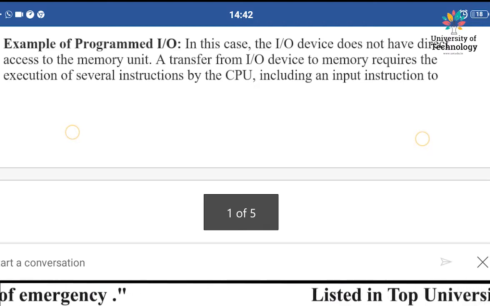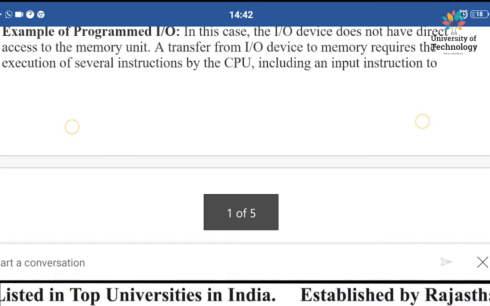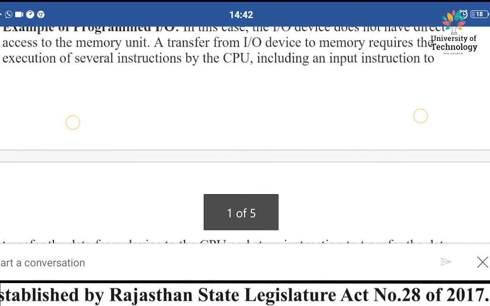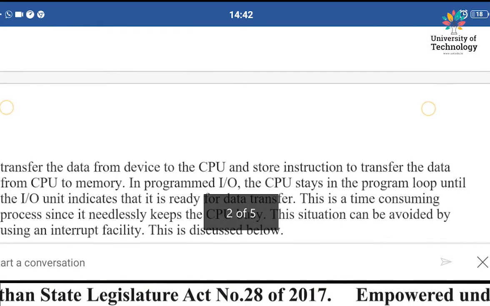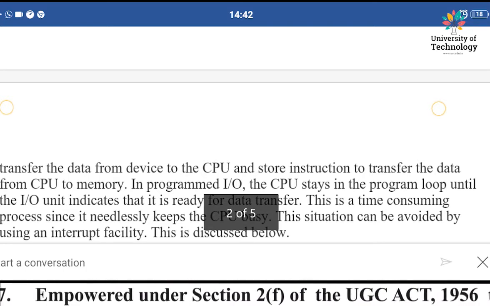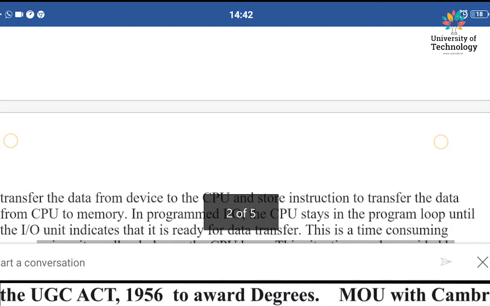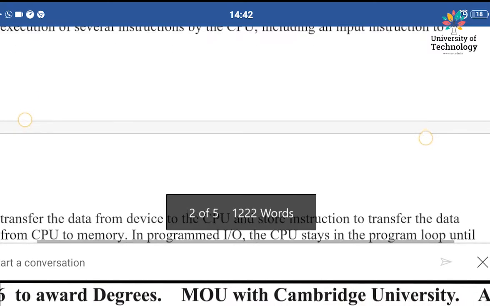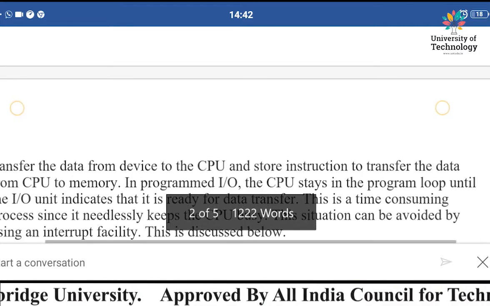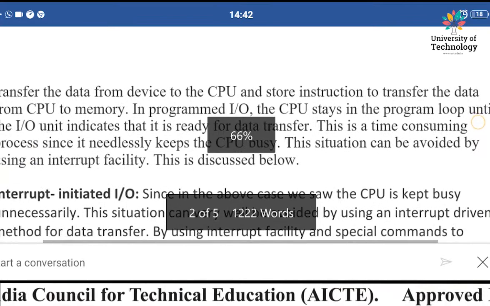So a transfer from the input output devices to the memory requires execution of several instructions by the CPU, which includes an input instruction to transfer the data from the device to the CPU. We know that we have different types of instructions: input, output and store instructions. So these are the various types of instructions. When we are talking about fetching something, the input instruction transfers the data from the device to the CPU, and the store instruction is used to transfer the data from the CPU to the memory.